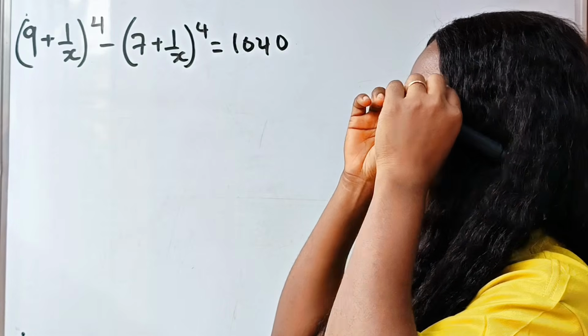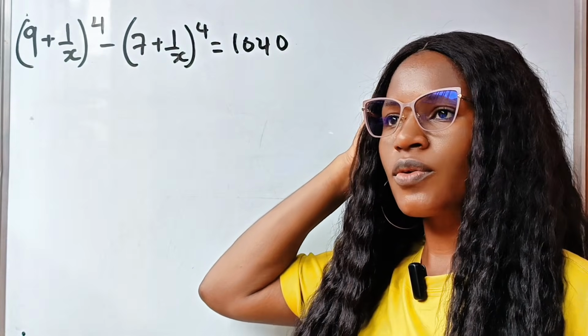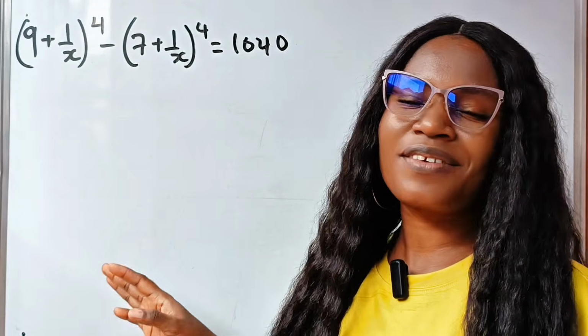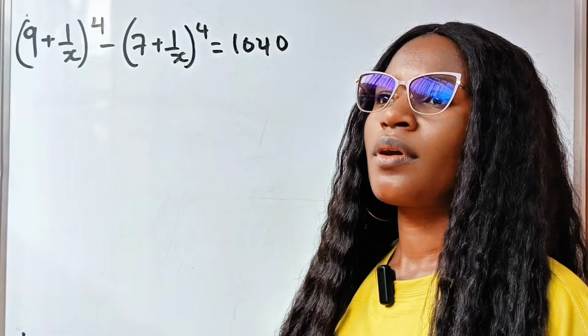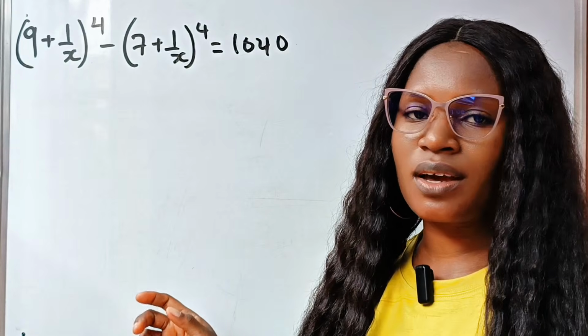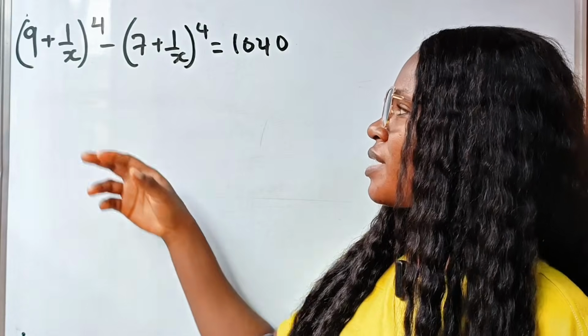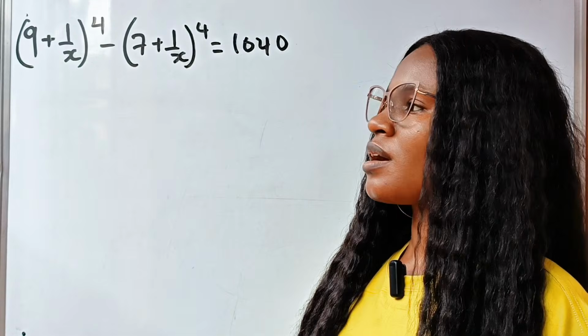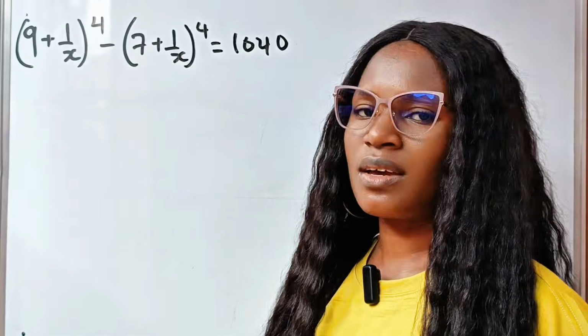We have a math Olympiad question to solve. In this question, we are asked to find the value of x. Now this is a tactical question, but we can do it together. First of all, there's a relationship between 9 and 7, right? What they have in between them is 8.